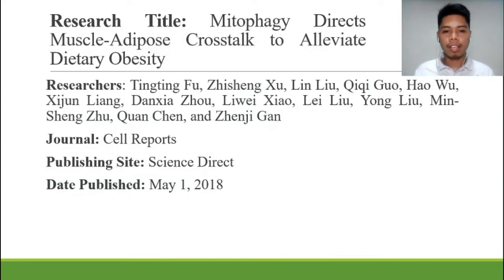The research is entitled Mitophagy Directs Muscle-Adipose Crosstalk to Alleviate Dietary Obesity. The researchers are Tingting and others. This belonged to the journal called Cell Reports, published at Science Direct on May 1, 2018.